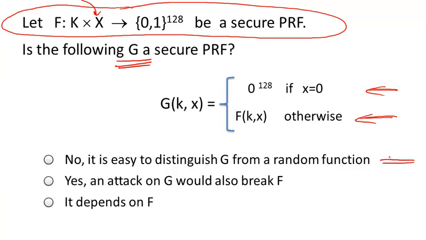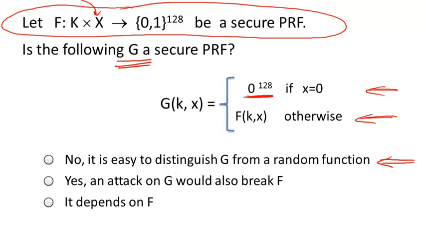Well, the answer, of course, is that it's very easy to distinguish the function G from a random function. All the adversary has to do is just query the function at x equals 0. For a random function, the probability that the result is going to be 0 is 1 over 2 to the 128.